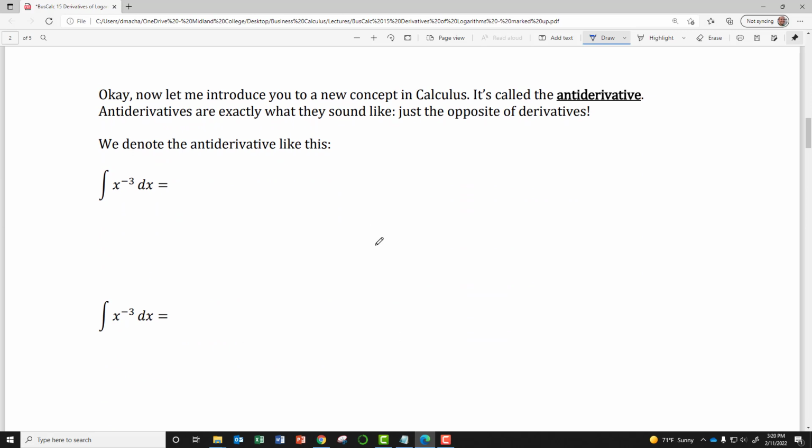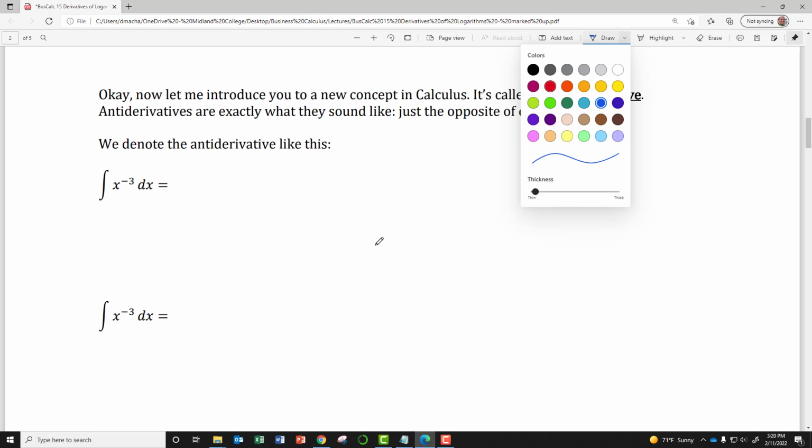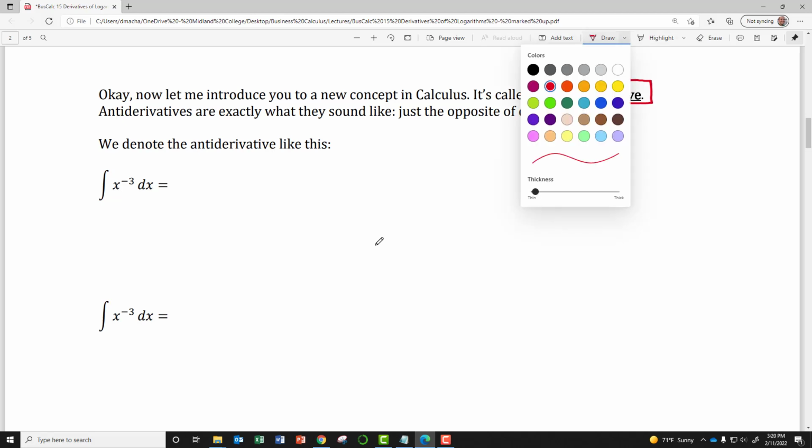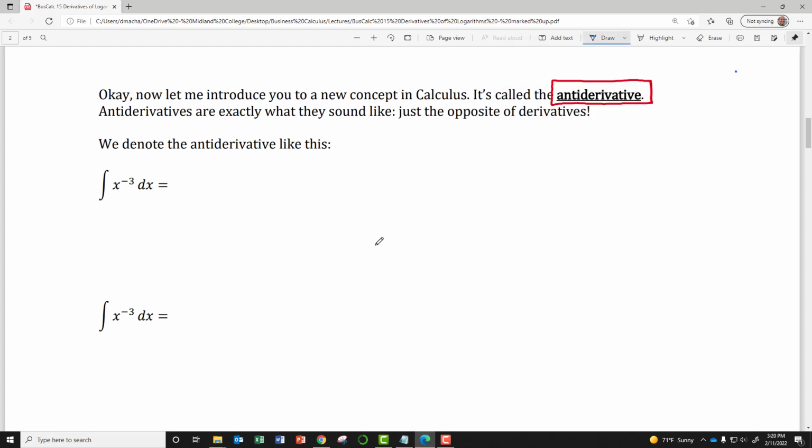So with that primer, let me introduce you to a new concept. And this new concept really is a concept in calculus that we'll bring up again, especially in the second half of the semester. It's called the antiderivative. And just like it sounds, antiderivatives are the opposite of taking the derivative. And to denote what the antiderivative is we use this little tall, long squiggle. So it's kind of like an S, but a lot taller than a typical lowercase s.